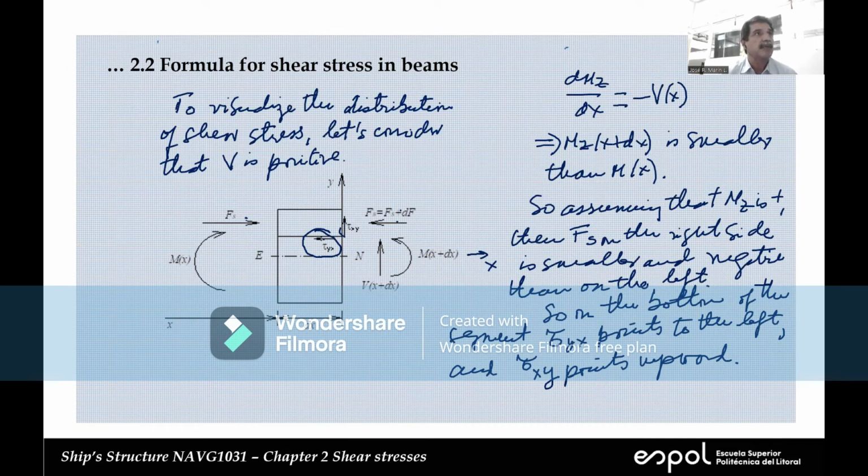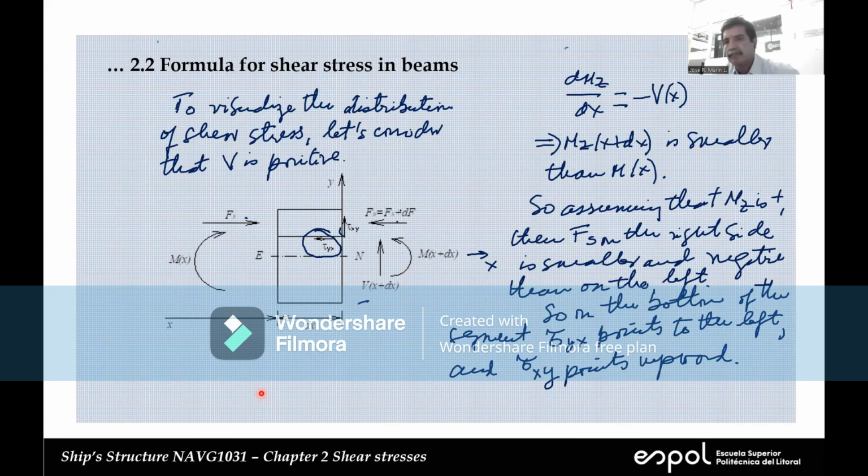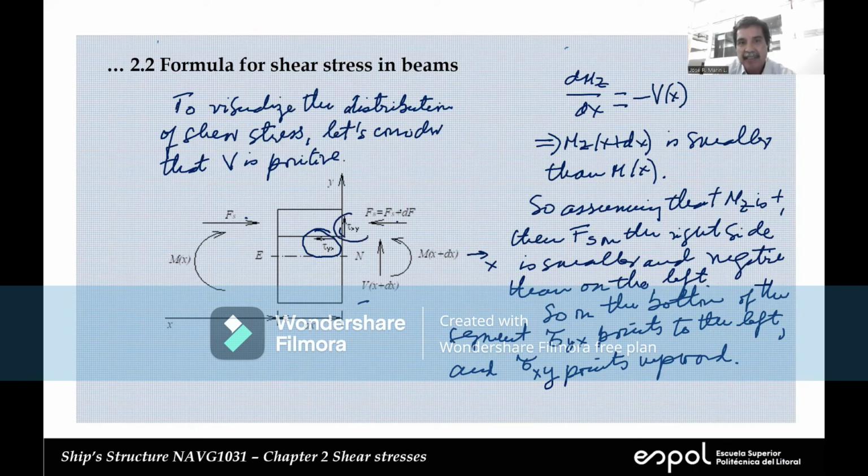Okay, so it's the reasoning that we are doing here in order to check if this makes sense or not. Now, finally, did we expect, is this correct that tau xy points upward? People, does it make sense that tau xy points upward? Does it make sense to you? Anybody? And why? At the video, they say tail with tail. Could you explain that, please? What do you expect? Why do you expect that tau xy should point upward?